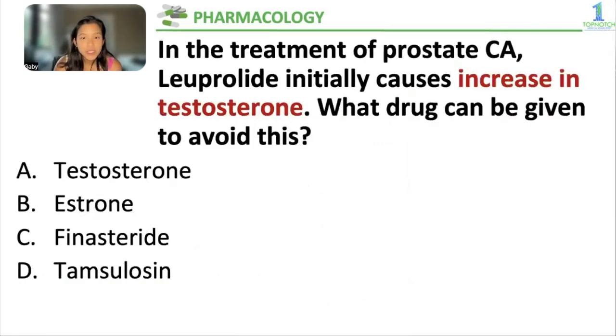So in the treatment of prostate cancer, leuprolide initially causes increase in testosterone or the flare effect. What drug can be given to avoid this? So as mentioned, it is finasteride.